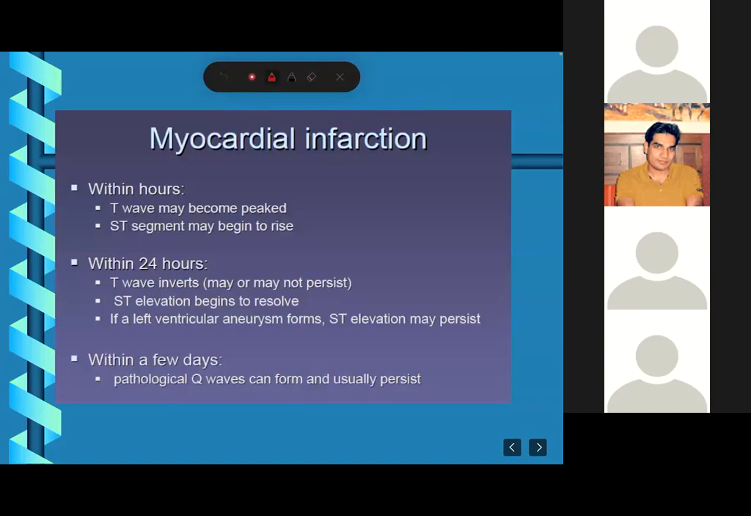Then comes myocardial infarction within hours. The first finding we get on the ECG is the T wave. It is a peaked T wave, but not with a narrow height. It's with a flattened height.